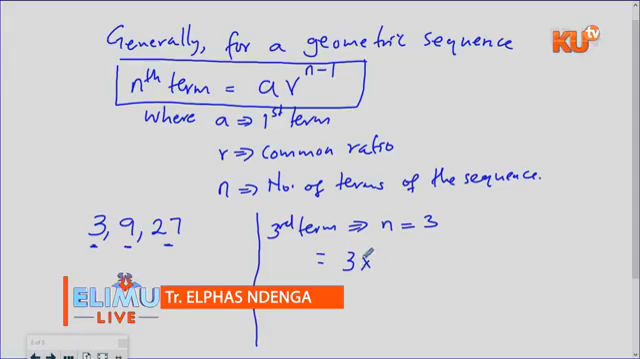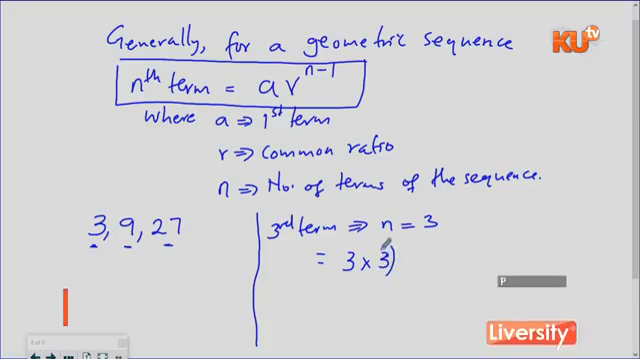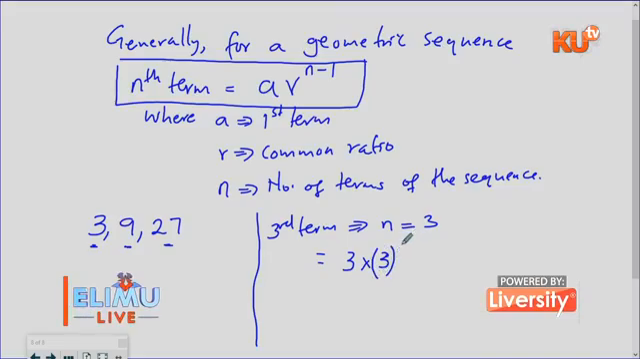We replace in the formula and say the third term will be equal to a, which is 3, times, now what was our common ratio? When we took 9 divided by 3, we got 3. 27 divided by 9, we got 3. So our common ratio was again 3. So now we have 3, and we raise it to the power n, which is 3 minus 1.